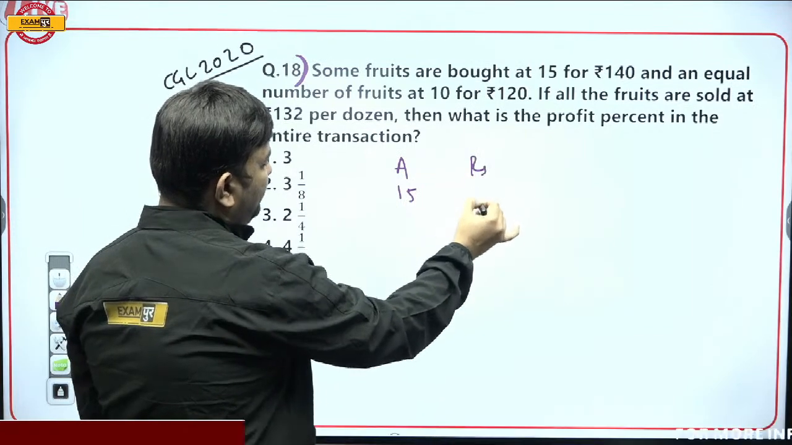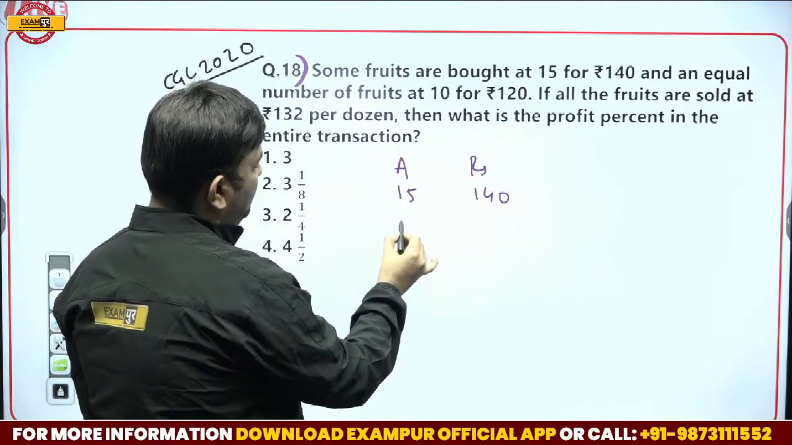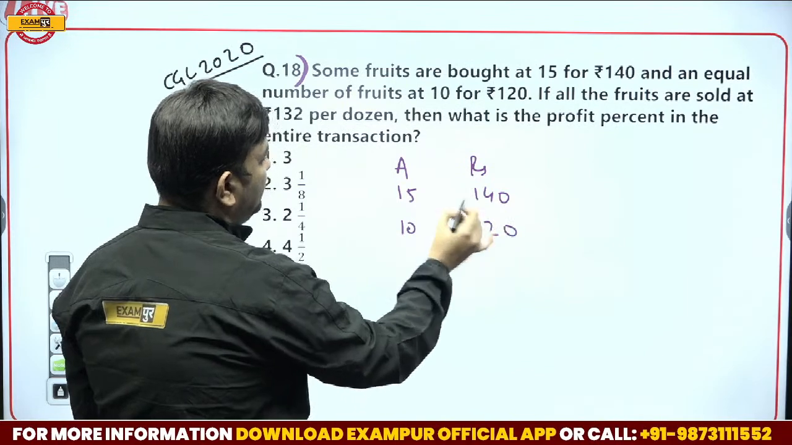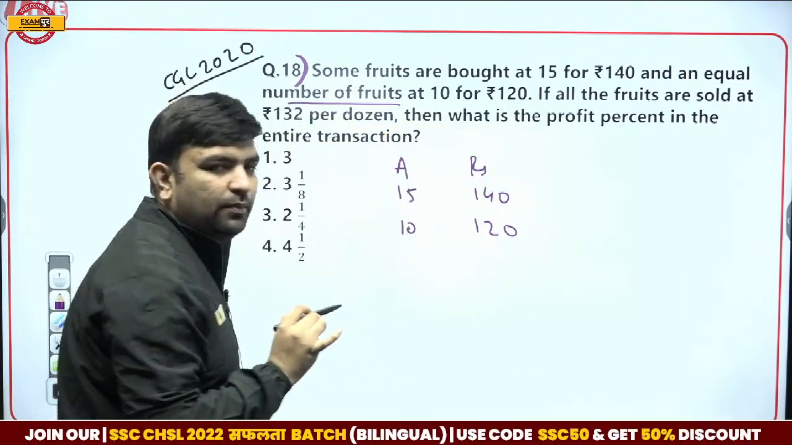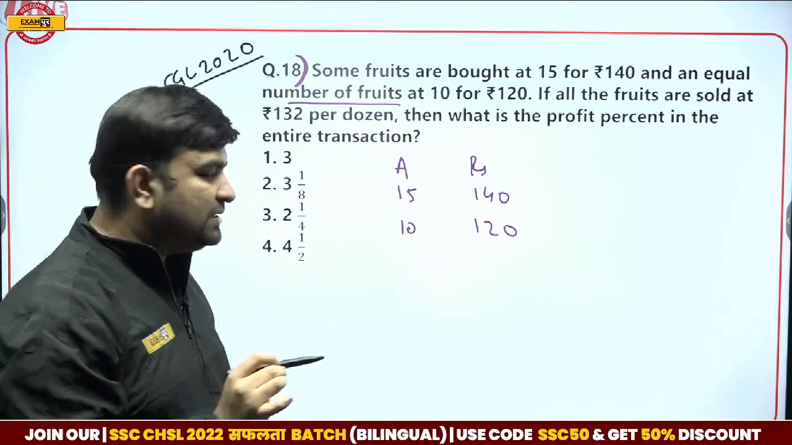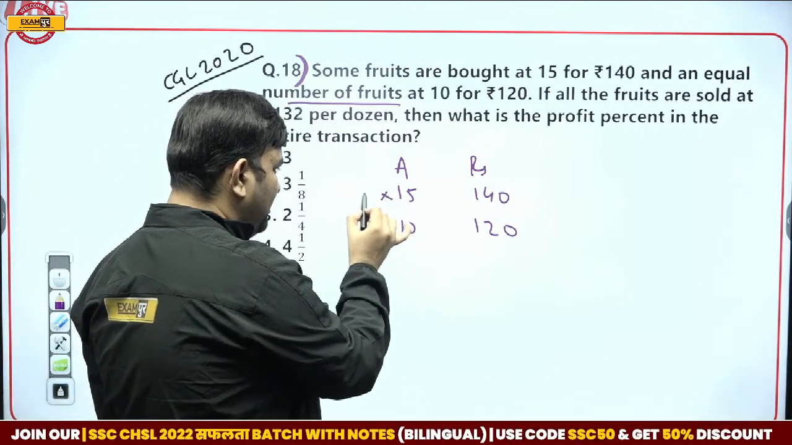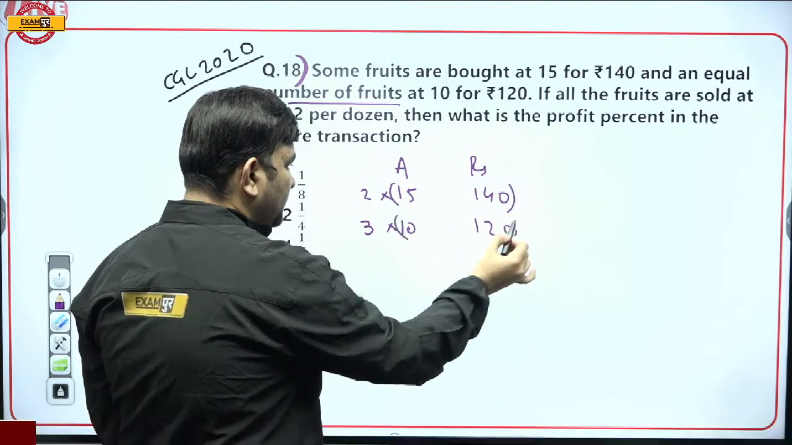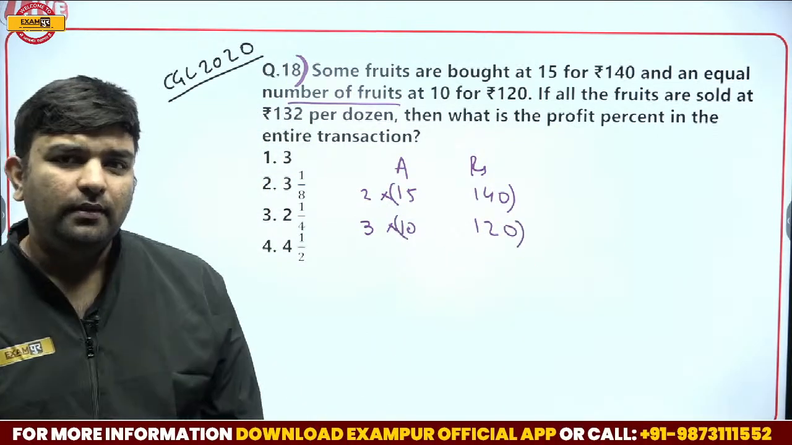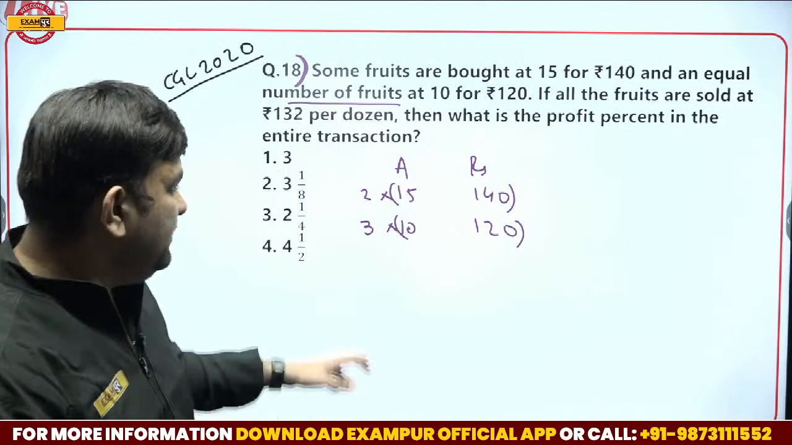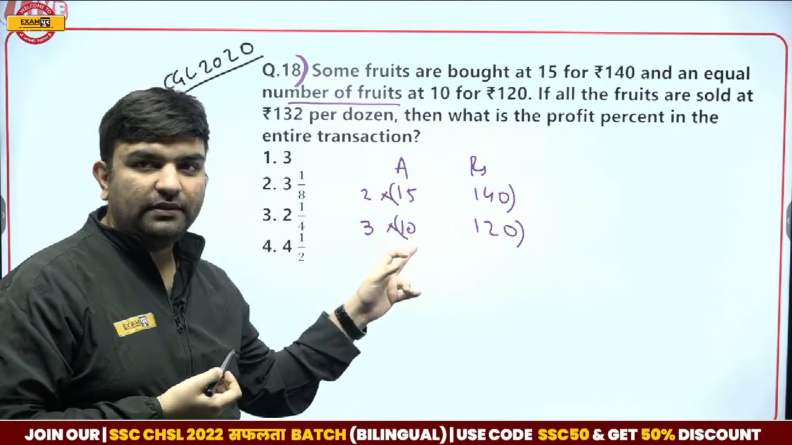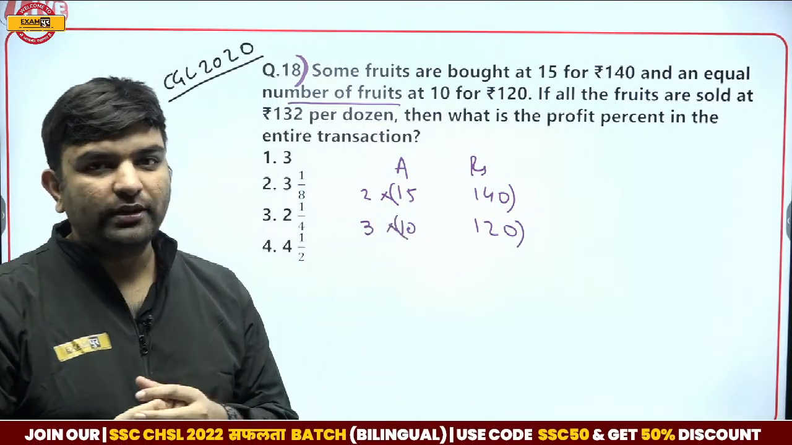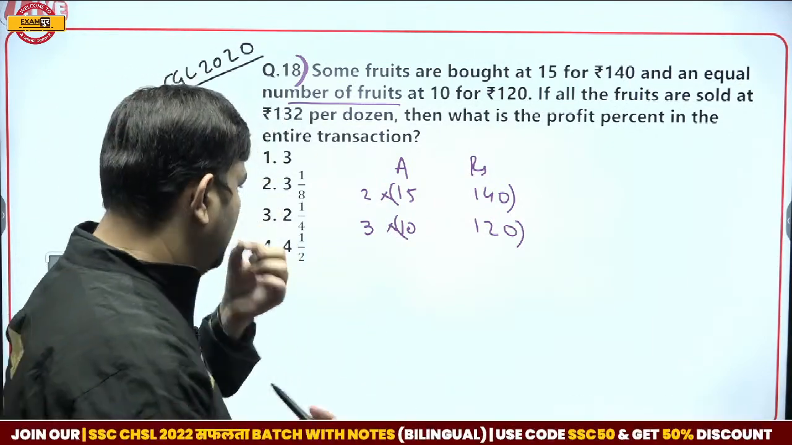15 articles for rupees 140, 10 articles for rupees 120. But the number of articles should be the same in both cases. I think multiply by 2 over here, multiply by 3 over here to make the number of articles same. Here there are 15, here there are 10, so multiply by 2 and 3 to make the number of articles same, 30.